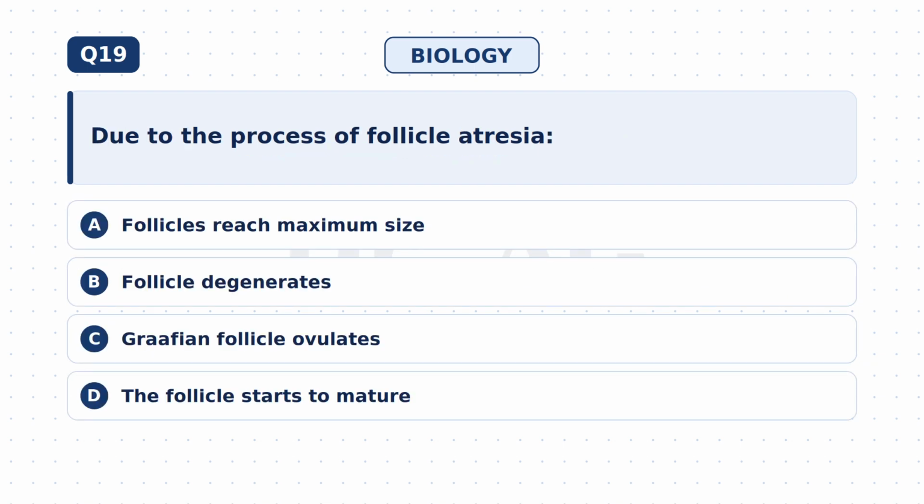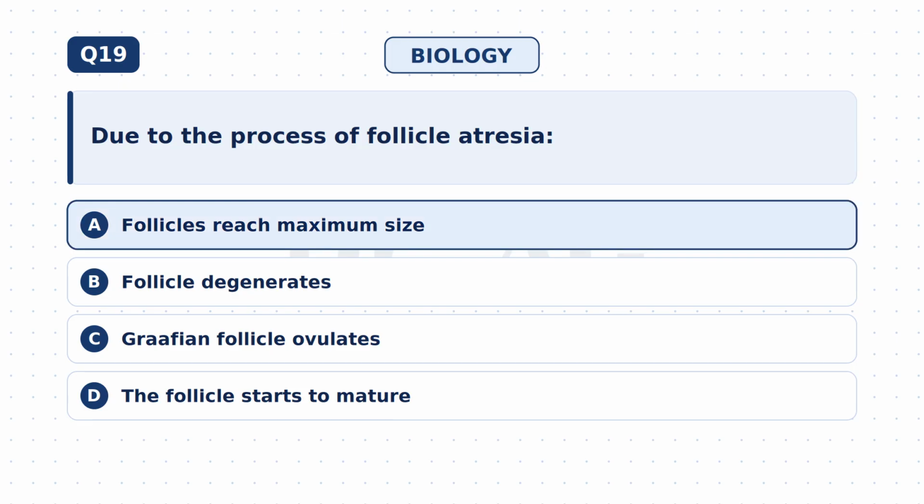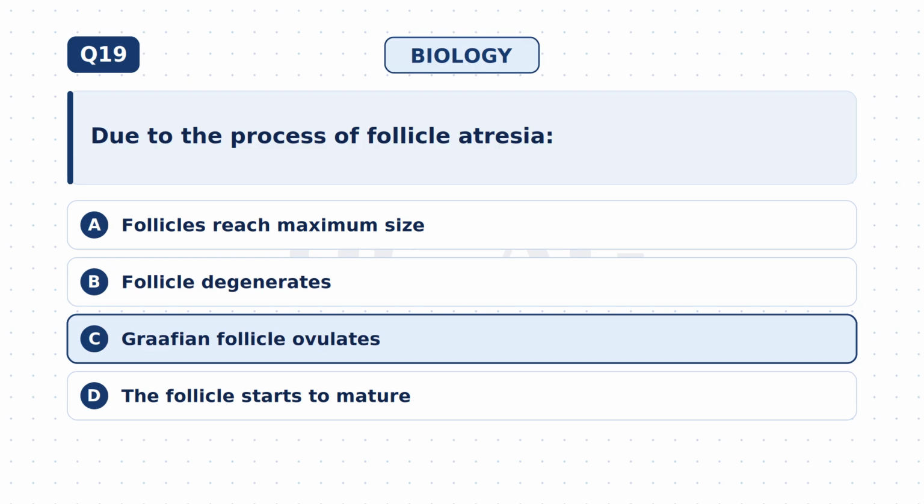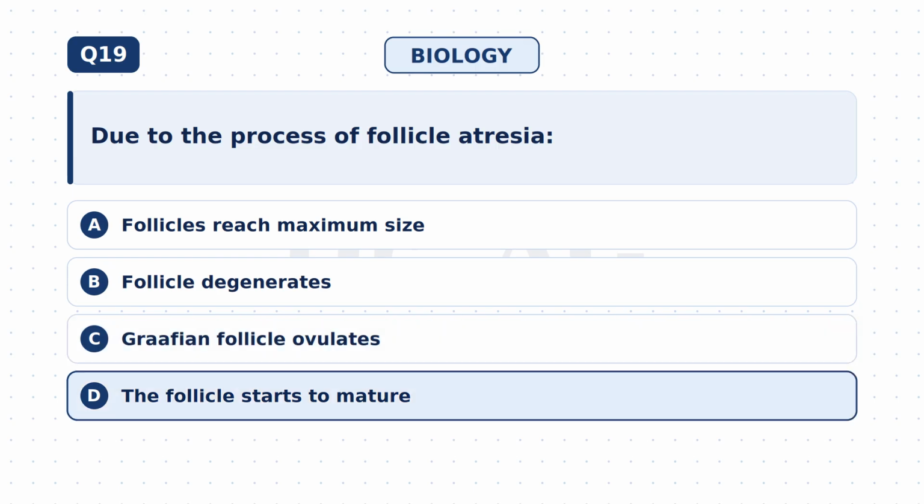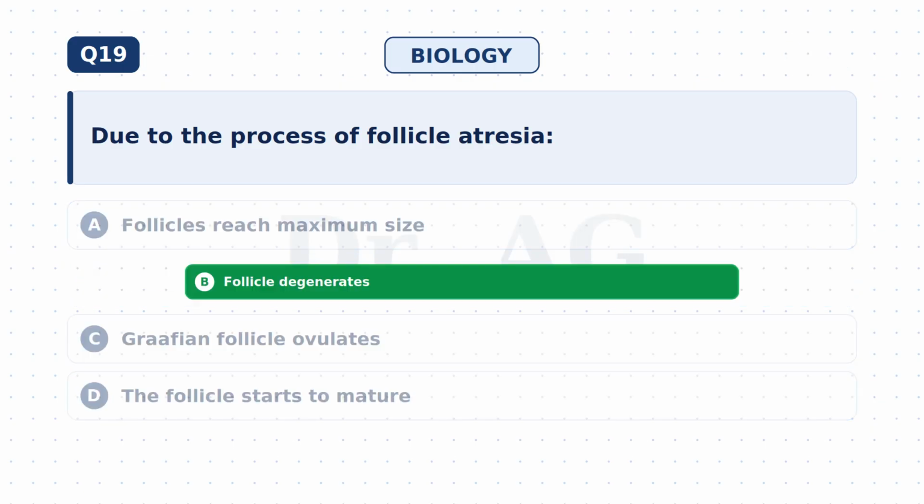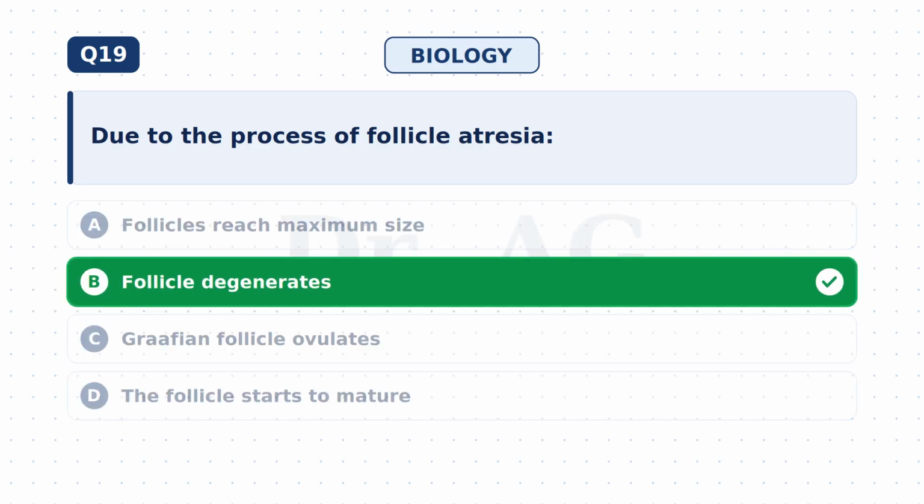Question 19. Due to the process of follicle atresia. Option A, follicles reach maximum size. Option B, follicle degenerates. Option C, Graafian follicle ovulates. Option D, the follicle starts to mature. The correct answer is B, follicle degenerates.